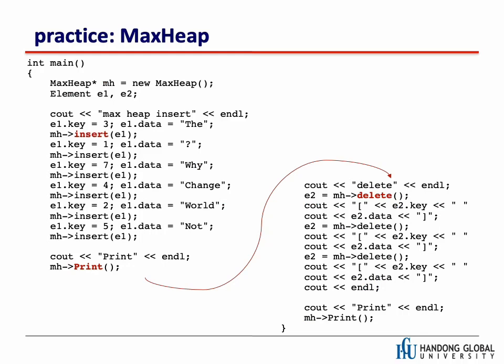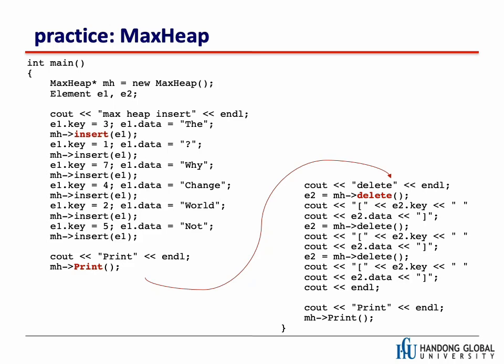Now let's assume that we have a MaxHeap class with implementations for the functions. Then we can test this class in the main function. We declare one MaxHeap pointer mh, and we allocate memory space, and we have two elements, E1 and E2. We can insert E1. By the way, E1 is an instance of a structure element, so we assign the key and the data. Then we insert E1.